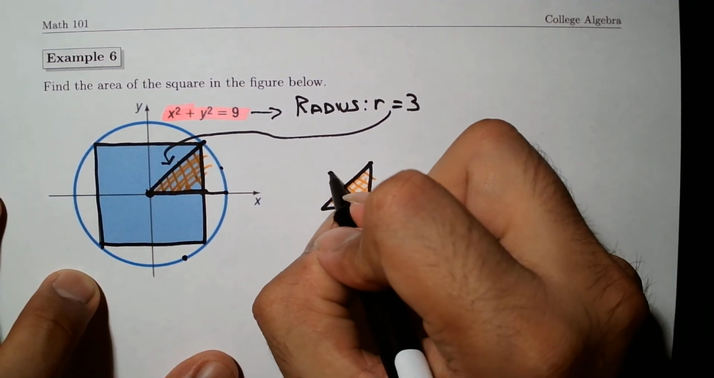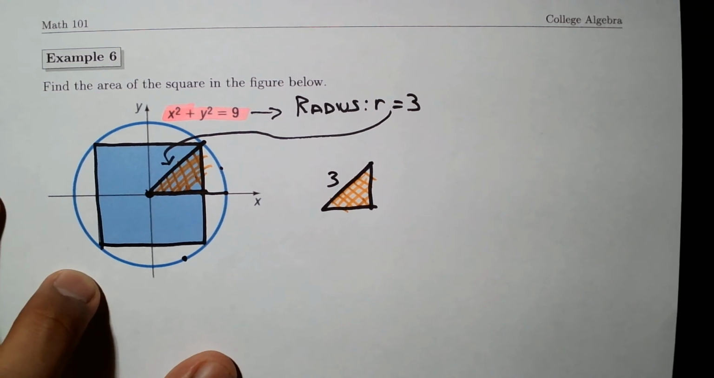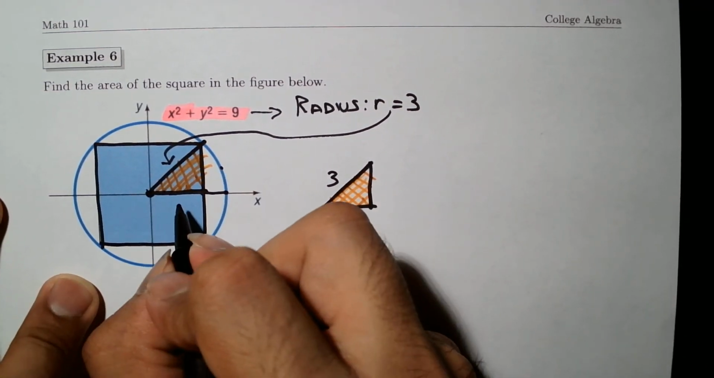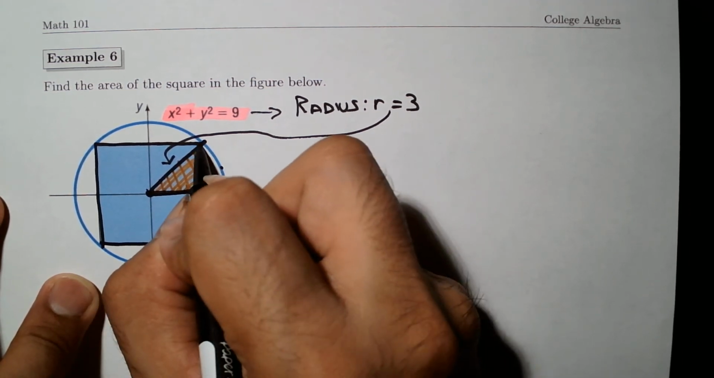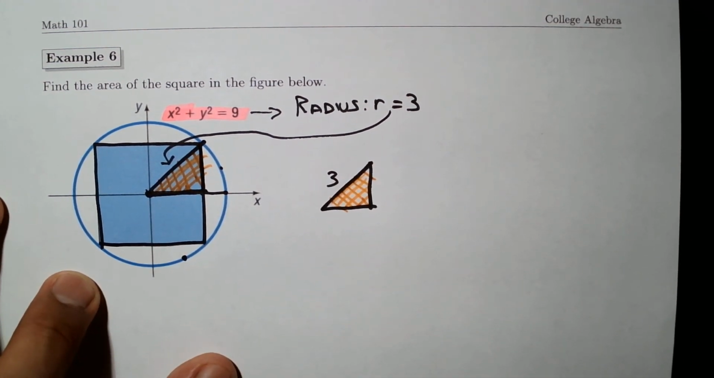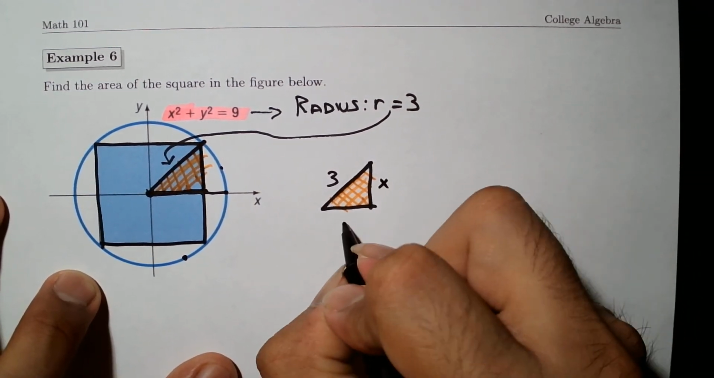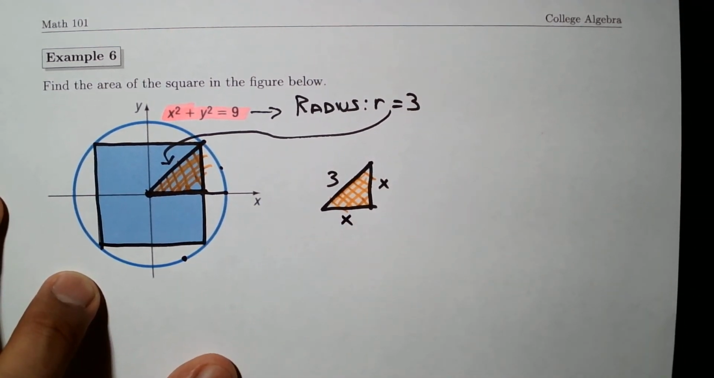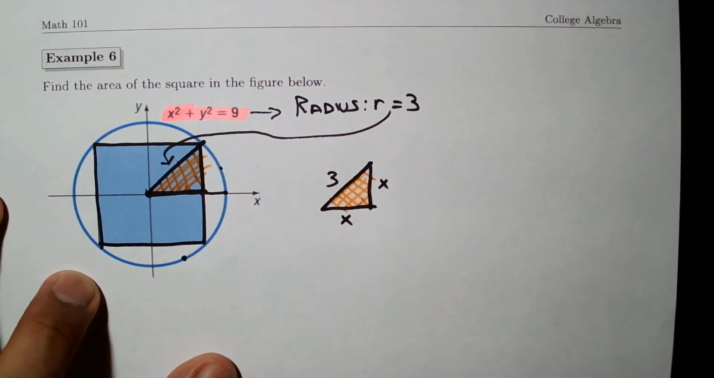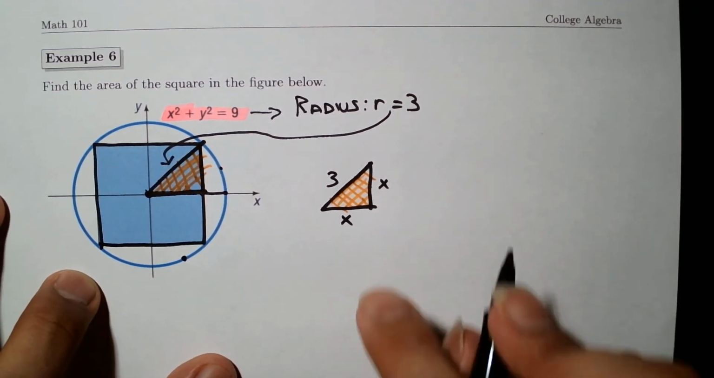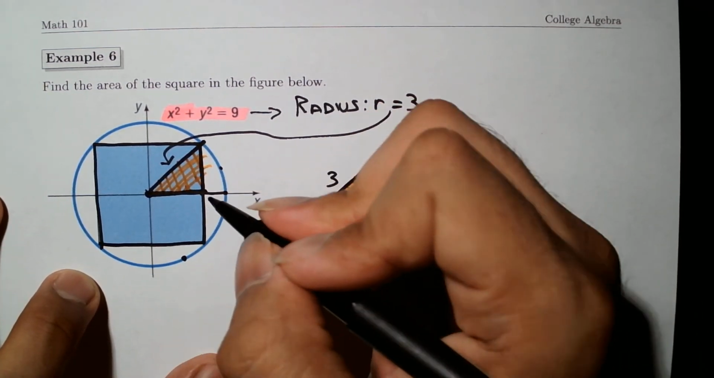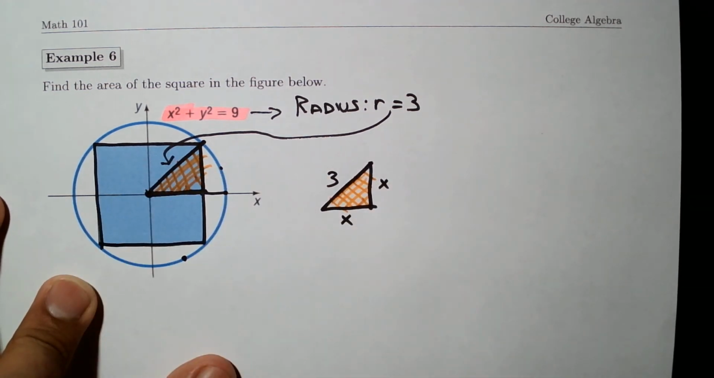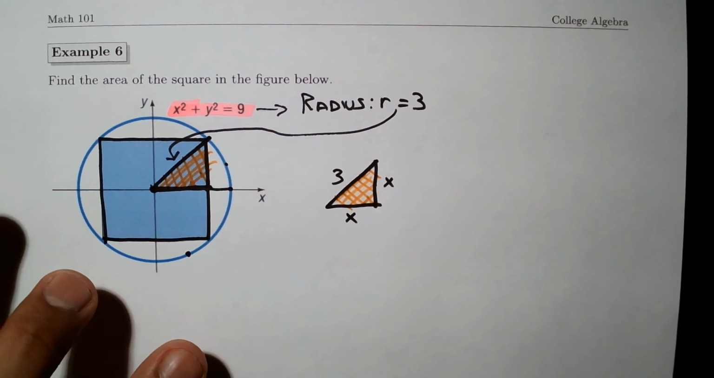This is 3. Okay. This triangle, if you notice, it's an isosceles triangle because this side and that side, they are the same. So this is x. We can call that x and call that x. We can figure out the values of these x's. If we figure out the value of x, then we can figure out the length of the side of the square, and then square the number to find the area of that square.